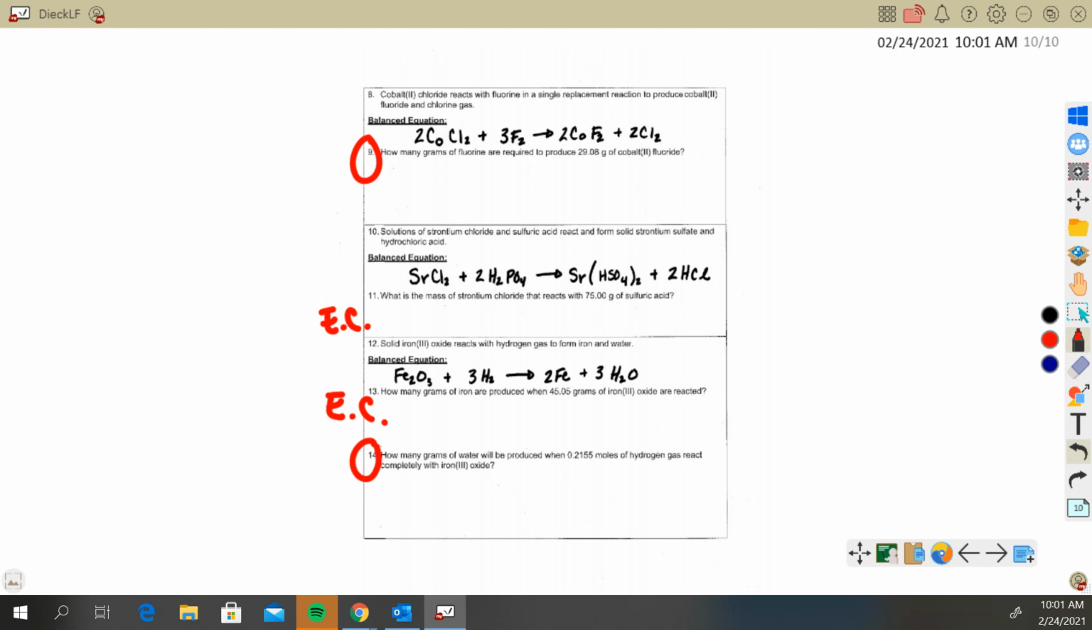Awesome. Are the equations balanced on the guided practice? Yes, all of the equations are balanced on this worksheet as well.